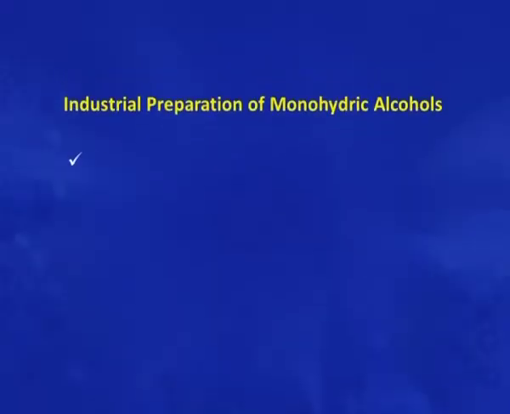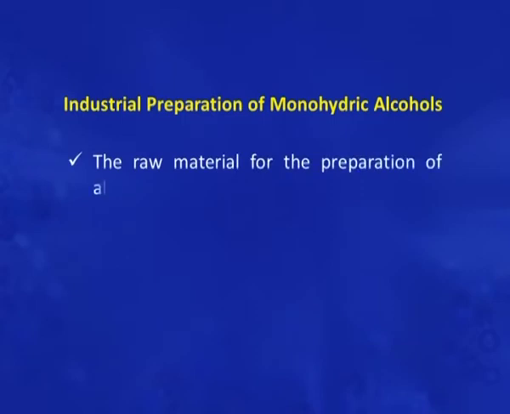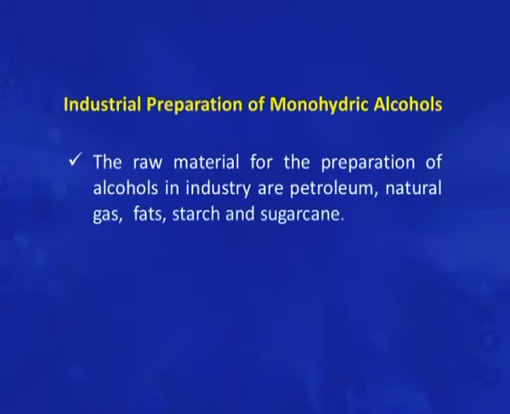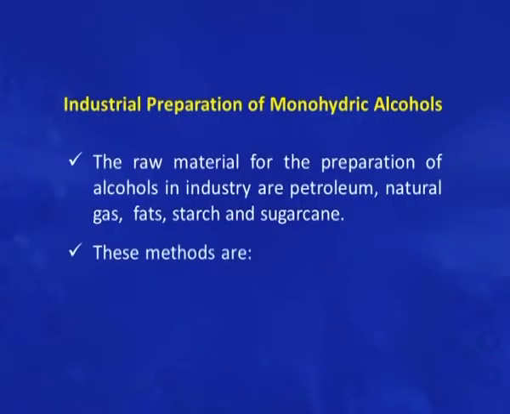Now we will discuss the industrial preparation of monohydric alcohols. The raw materials for the preparation of alcohols in industry are petroleum, natural gas, fats, starch and sugarcane. The methods usually adopted for the preparation of alcohol starting from these raw materials include hydration of alkenes obtained from the cracking of petroleum. Actually, petroleum is a 5 to 10 carbon containing alkane fraction. After cracking, it forms alkenes, and from alkenes, alcohol can be prepared by hydration.